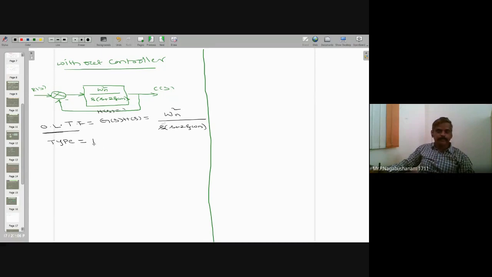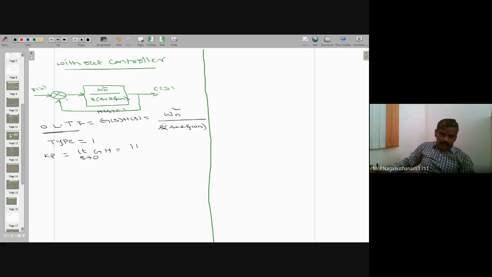Type 1. If you use a controller, is the type number increasing or decreasing? To compare that, I'm taking the type number. Without controller, type number is 1. Then what is the Kp, the positional error constant? Formula you know: limit s tends to 0, G of s, H of s.